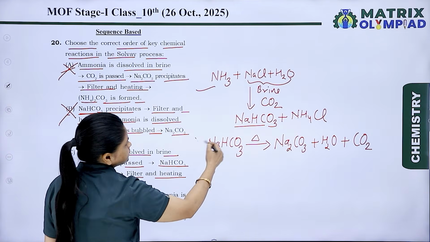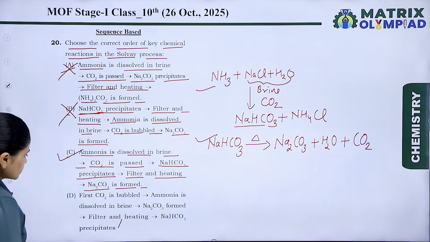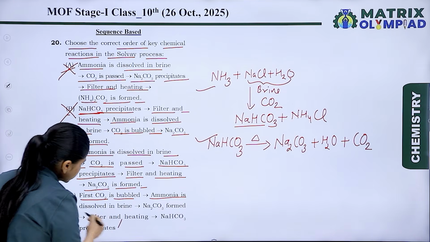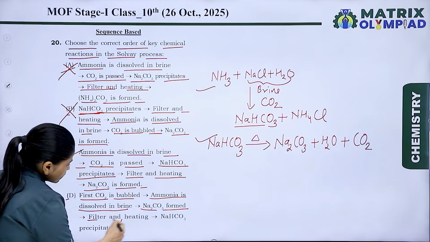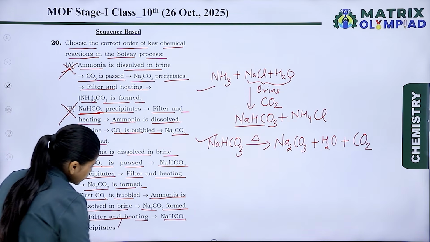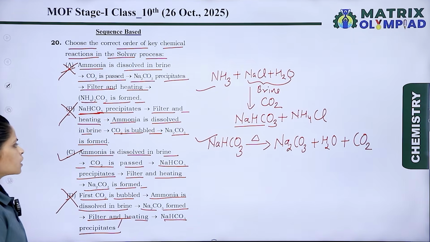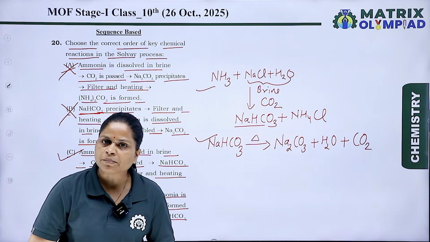Yes, this is the perfect sequence for the Solvay process. D. First CO2 is bubbled, ammonia is dissolved in brine, Na2CO3 is formed, filter and heating, NaHCO3 precipitates. Again, this is wrong. So the correct option is option C, and this is the last question of part 2 chemistry.